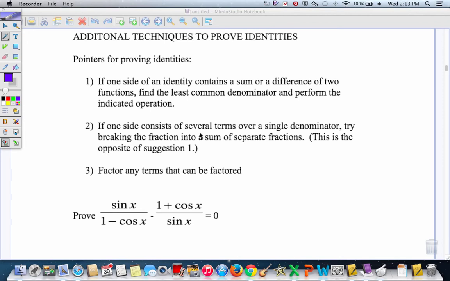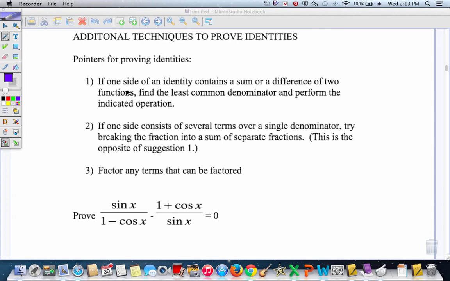Okay, some more work with identities, getting a little bit more detailed here. Notice here we have a couple, three techniques to help us out, some ideas to get started. But again, there's no one set way to start each problem. So running through these pointers real quick.